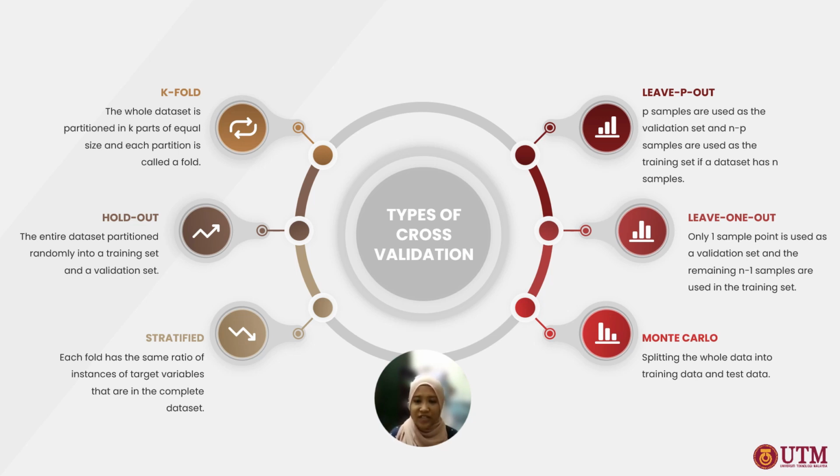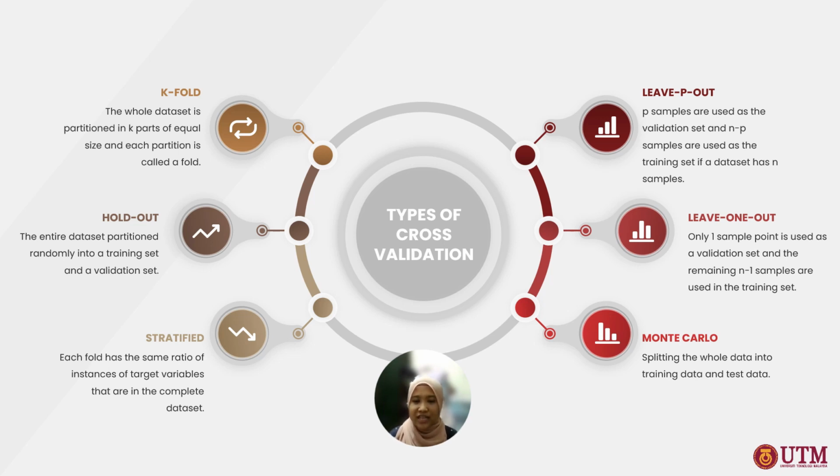The next one is leave P out. It is an exhaustive cross-validation technique in which P samples are used as the validation set and N minus P samples are used as the training set, if a dataset has N samples. The process is repeated until the entire dataset containing N samples gets divided into the validation set of P samples and the training set of N minus P samples. This continues till all samples are used as the validation set.